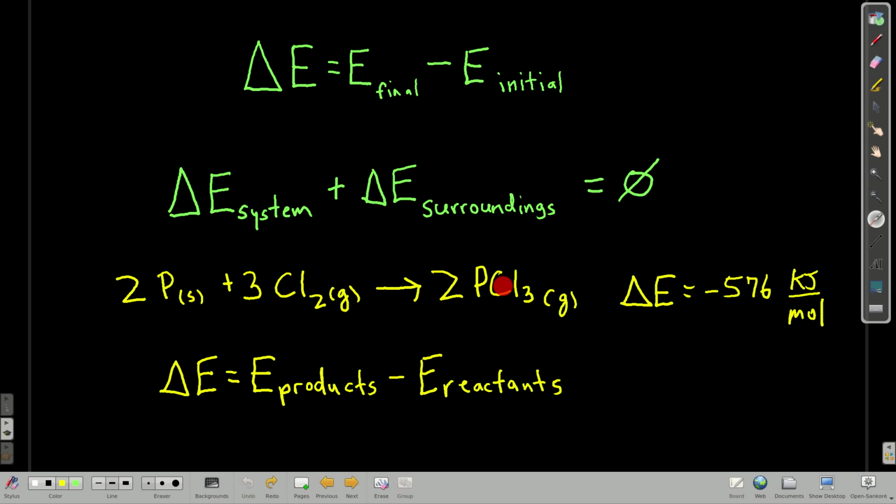For example, you don't have to memorize any of this here in yellow, but this you should memorize. In this chemical reaction, the change in internal energy is minus 576 kilojoules per mole. The way we interpret that is the difference in the internal energy of the products minus the internal energies of the reactants. The change was negative 576, and the negative means that it was released, that the internal energies of the products are lower than the internal energy of the reactants. And that energy went somewhere, went to the surroundings.